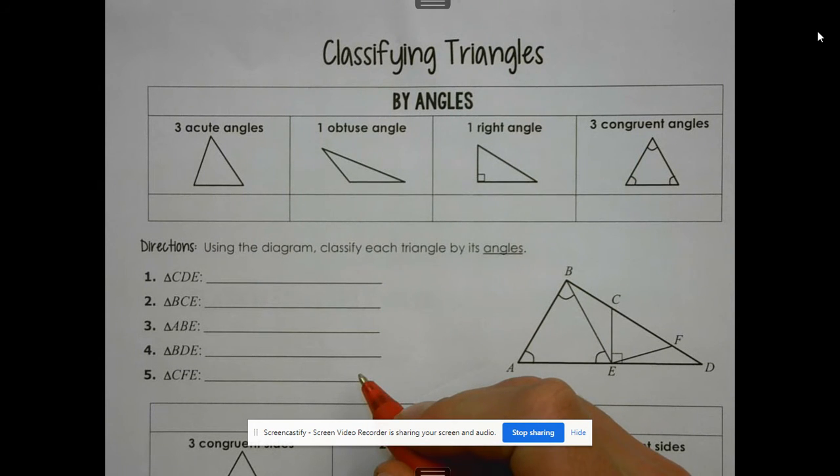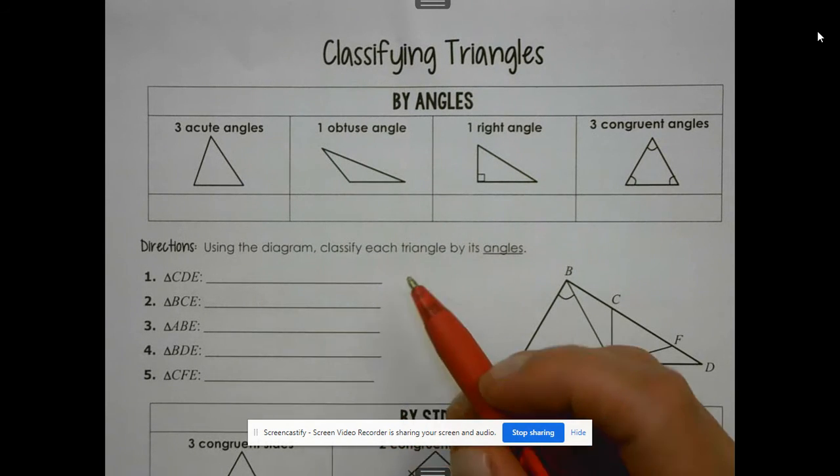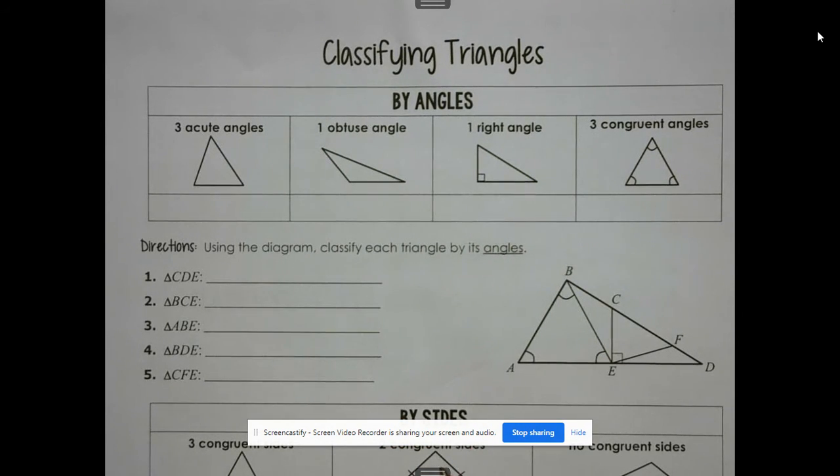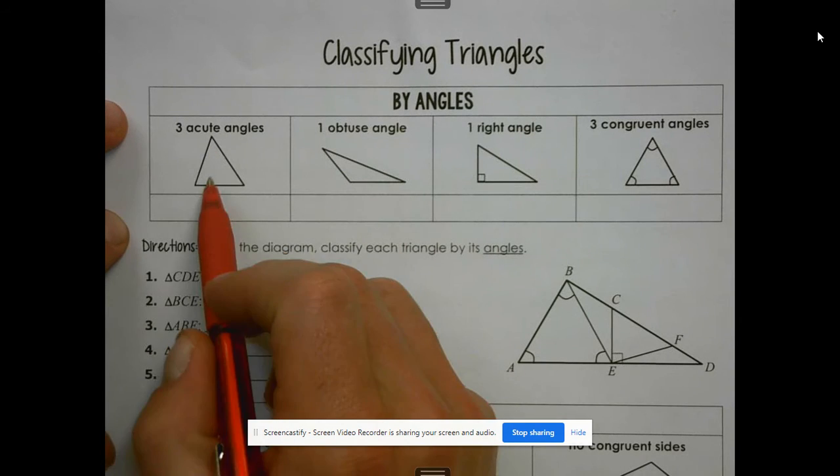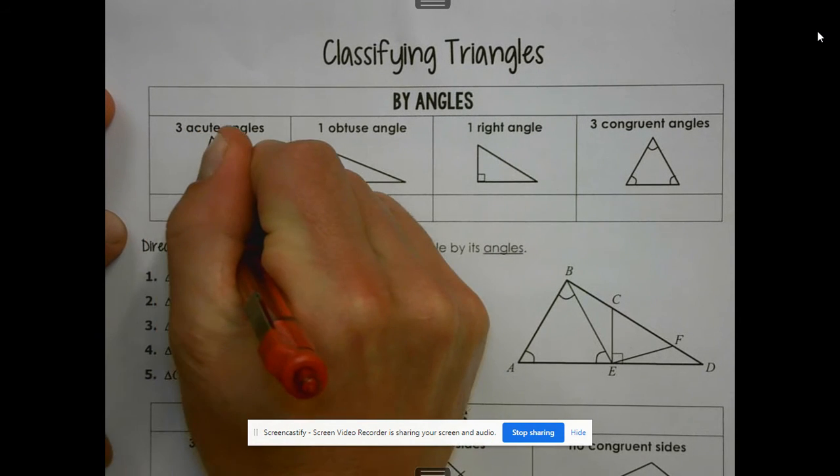This lesson is called Classifying Triangles. We'll start out by talking about triangles by their angles, then we'll jump into stuff that talks about them by their sides, and then we'll throw some algebra at you to make sure you can still solve some equations. All right, the first type of angle: if it has three acute angles, that is called an acute.